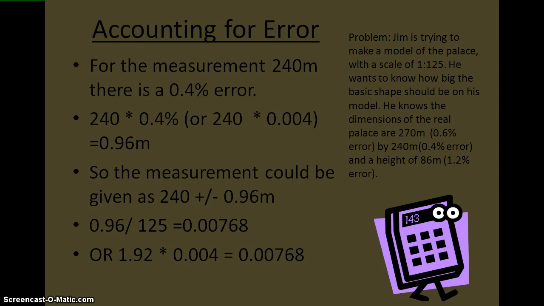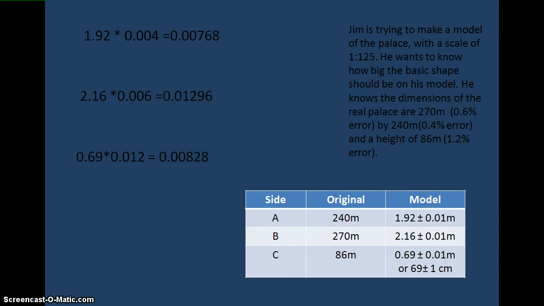0.96 then divided by 125 equals 0.00768, which can be rounded up to 0.01, or plus or minus 1 centimeter error in the measurement on the model. Or since we know the percentage, we could take the measurement of the model, which we've already calculated to be 1.92, and multiply it by the 0.4% or 0.004, which also equals 0.00768 or 1 centimeter.